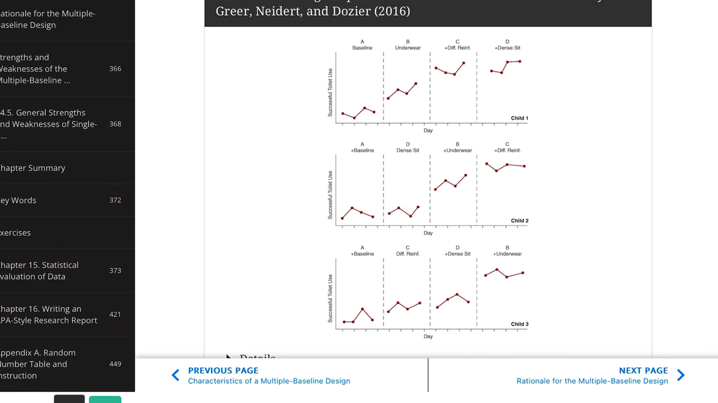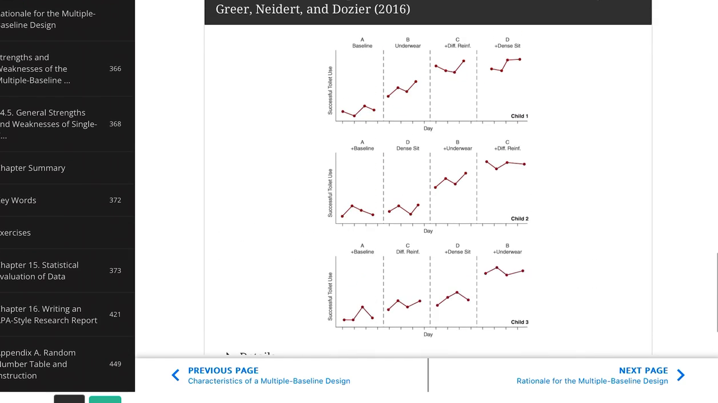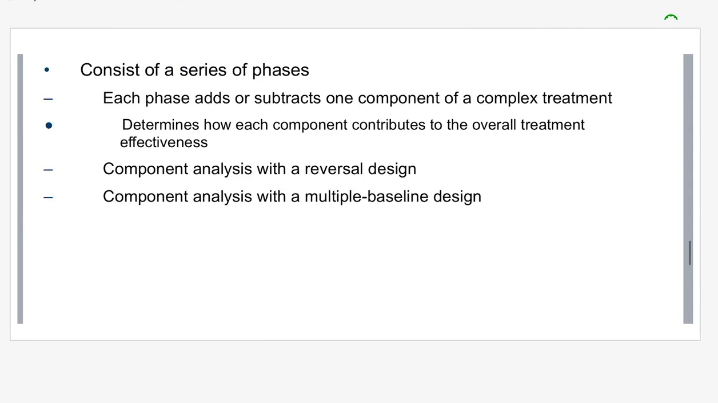In child three, though, they received the differential reinforcement first. So right after the baseline, they received the differential reinforcement, and you see that there wasn't a huge jump in the success there. It wasn't much more effective than the baseline. And so that gives you an example of the things that you can observe when you are putting the components in a different order. So hopefully that kind of helps you guys visually see that.